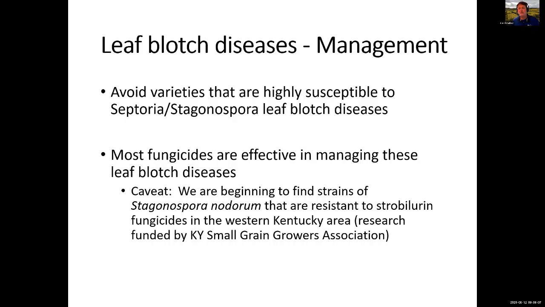Once it gets to the flag leaf and causes lesions on the flag leaf, we may see some yield loss. So fungicides are effective. There is a caveat: thanks to some funding from the Kentucky Small Grain Growers Association, we are starting to find some strains of the Stagonospora fungus that are resistant to strobilurin fungicides. So we may start to see that strobilurin fungicides may not be as effective as they used to be in managing at least Stagonospora.